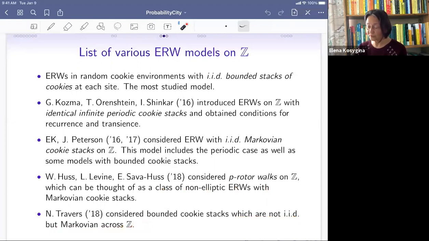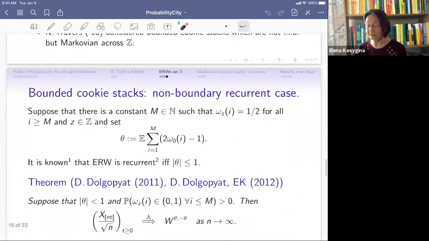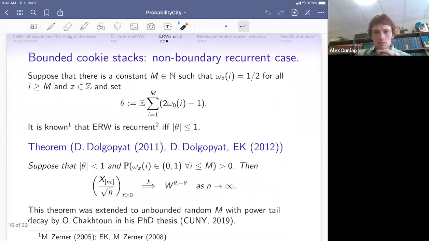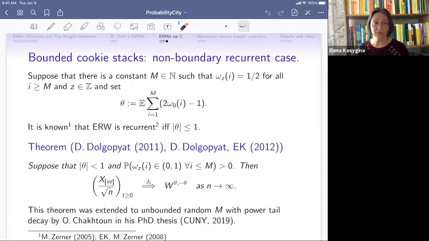So there was a lot of work done, but today I'm concentrating on a recurrent case, right? So there are conditions for recurrence and transience. I will only talk about the recurrent case. But what do we mean by recurrence to begin with? We have a non-Markovian situation. By recurrence, I mean that lim_inf is -infinity, lim_sup is positive infinity with probability 1. And this has been proven. We have 0-1 laws for this kind of walks.